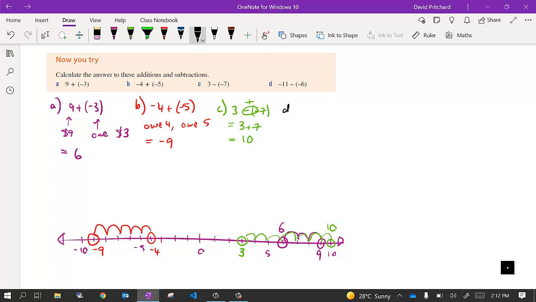All right, last one, we'll do it in black. We've got negative 11, and we're taking away negative 6. So take away a negative makes it a plus, and now we've got negative 11 plus 6. So I owe 11, but I've got 6. So that means I end up still owing 5. And if we draw in our negative 11 here, start there, and we go forward 6. So 1, 2, 3, 4, 5, 6. You can see we finish up here on negative 5.